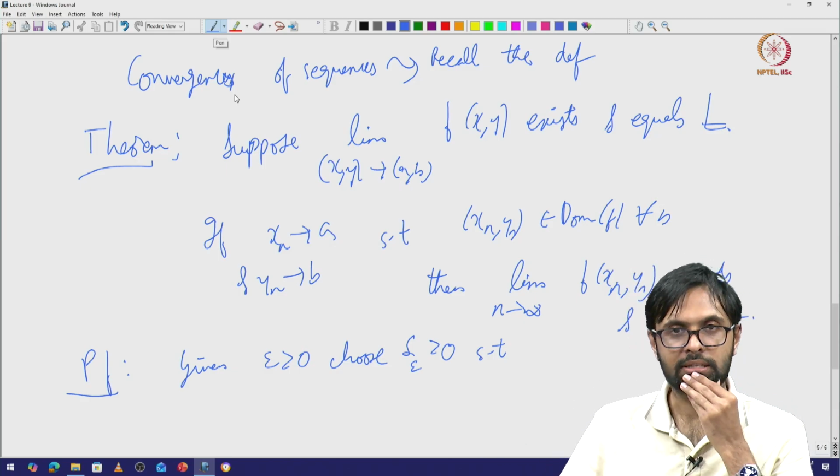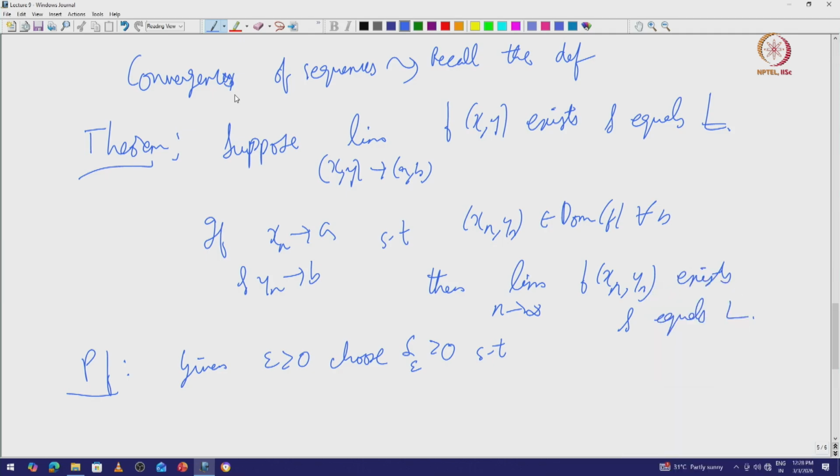Okay, so I'll just state it out loud before writing. So what does this mean? Whenever delta is small enough, and (x, y) is delta close to (a, b), and (x, y) lies in the domain of f, obviously, that means f(x, y) exists and f(x, y) is epsilon close to L, right?